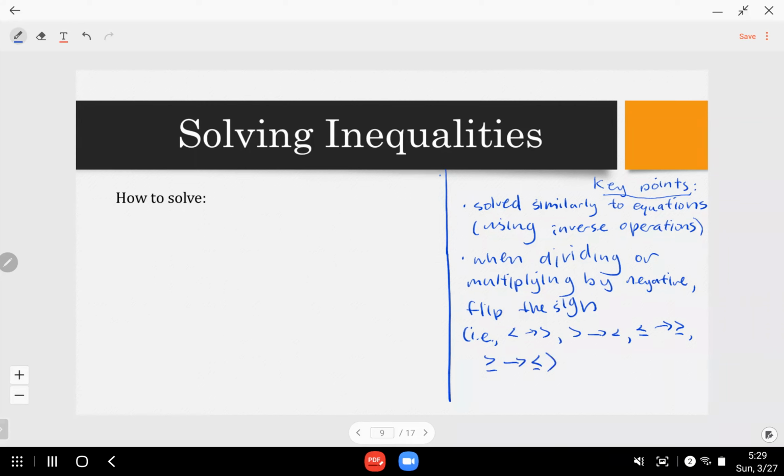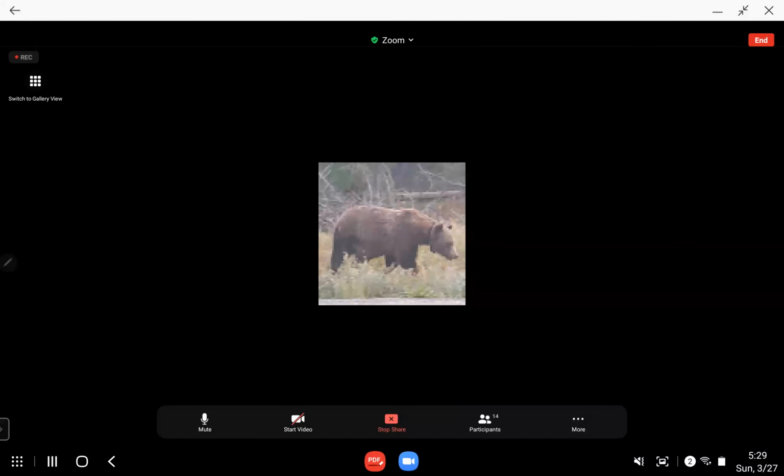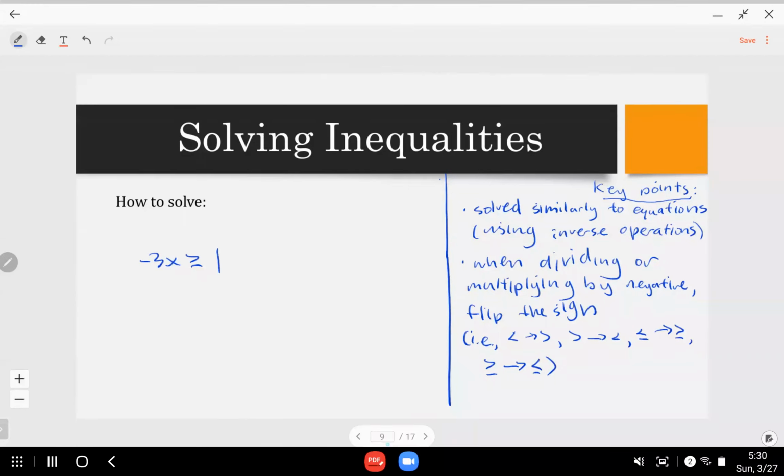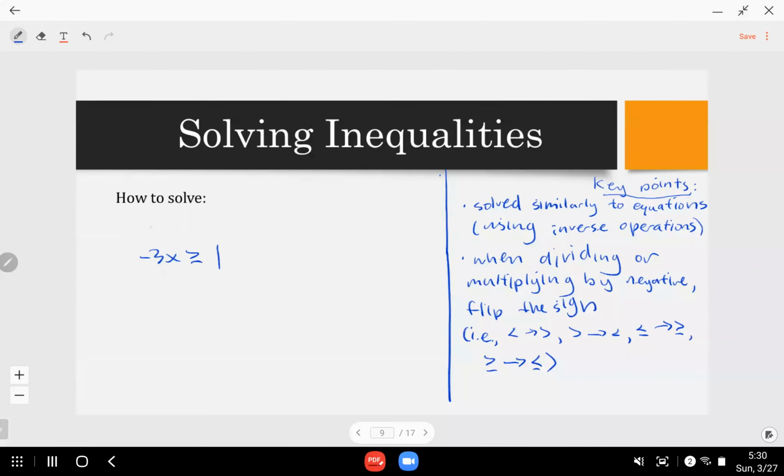All right, so let's do a little exercise. Negative 3x is greater than or equal to 1. What is x? How are we going to apply this? Using these 2 key points, how are we going to do this? Can anybody help me with this? Remember, very similar to equations. Solve similarly. Any ideas on solving this? Negative 3x is greater than or equal to 1.